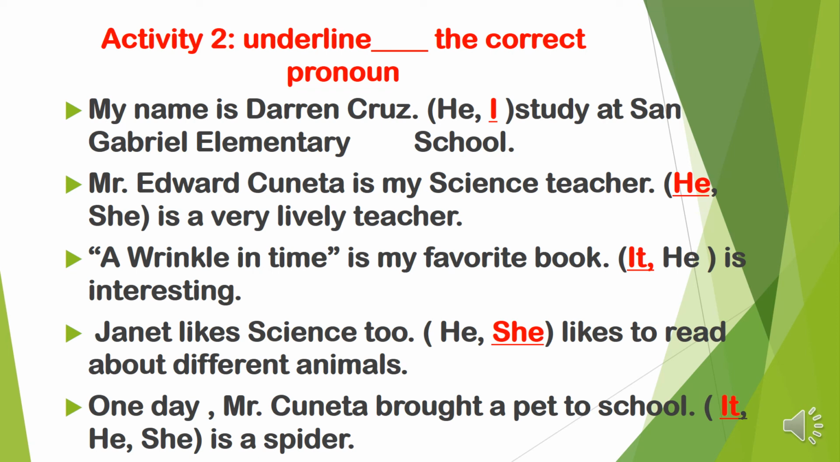Our answers are all correct. Hope you like it, my dear viewers. My name is Jaring Cruz. I study at San Gabriel Elementary School. You like it? Mr. Edward Cuneta is my science teacher. He is a very lively teacher. Correct. A Wrinkle in Time is my favorite book. It is interesting. Janet likes science too. She likes to read about different animals. One day, Mr. Cuneta brought a pet to school. It is a spider.